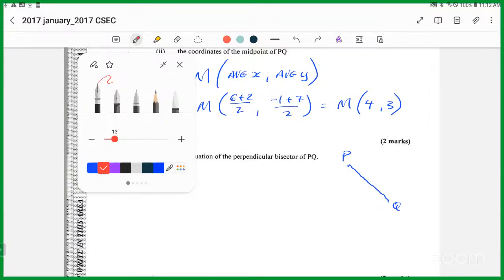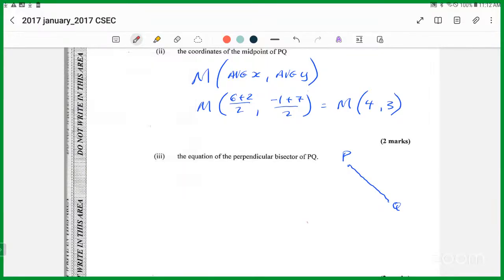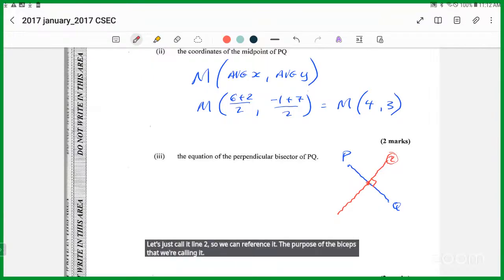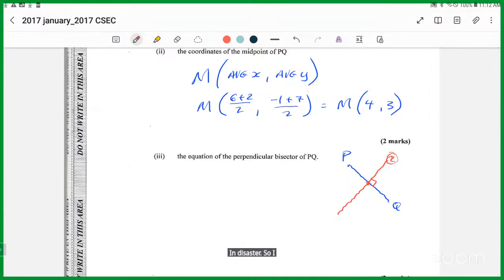All right. So the line this question is asking us for is the perpendicular bisector. It passes through the midpoint. Remember, this is the midpoint that we just calculated a while ago. So it passes through the midpoint and is also perpendicular to PQ. So we're trying to find the equation of this red line, this perpendicular bisector. Let's just call it line 2 so we can reference it.